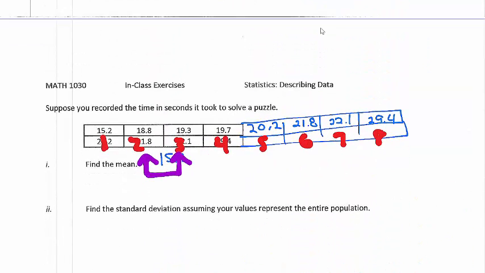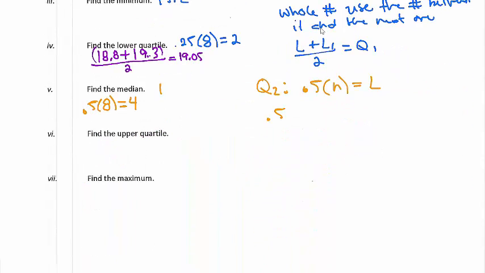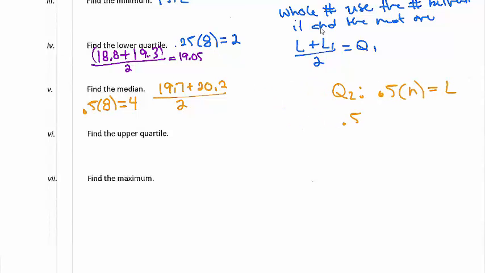So we'd go to the fourth one plus the fifth one. This would already be what we would normally do. 19.7 plus 20.2. Divide that by 2, and what do we get? Divide it by 2, because we want it halfway in the middle. Somebody do that for me. What is it? 19.95. Okay.